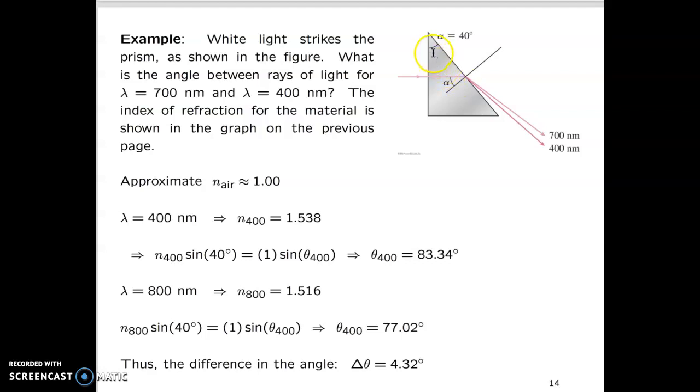Okay, let's say that this corner of this prism, so this is a right angle here. Let's say this is 40 degrees. If this is 40 degrees, alpha, then the angle of incidence, you can do some geometry and argue that this is alpha as well. So this is also 40 degrees. So let's see, what is the angle between the rays of light for lambda equals 700 and lambda equals 400 nanometers? Okay, so what do we need to know?